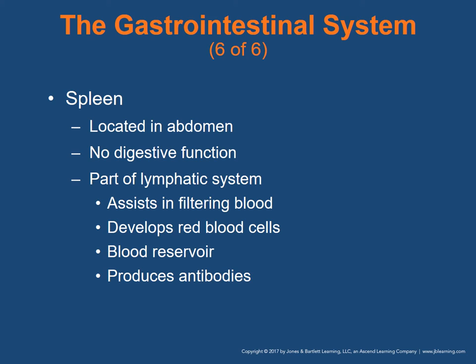If your body's in a time of crisis, maybe you're compensating for shock or you are low on red blood cell count, the body, the brain, will go to the spleen for that extra reservoir of red blood cells to aid in the compensation or whatever it is that the body needs those red blood cells for. And it also helps produce antibodies to help fight infection.